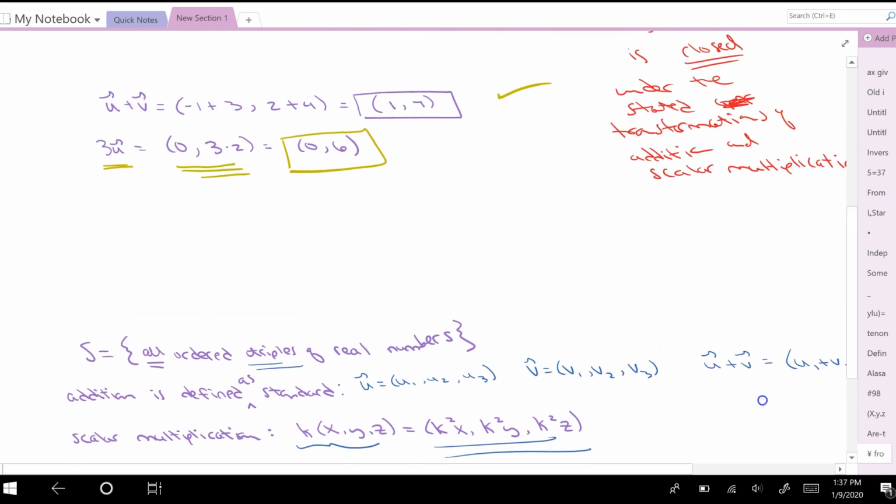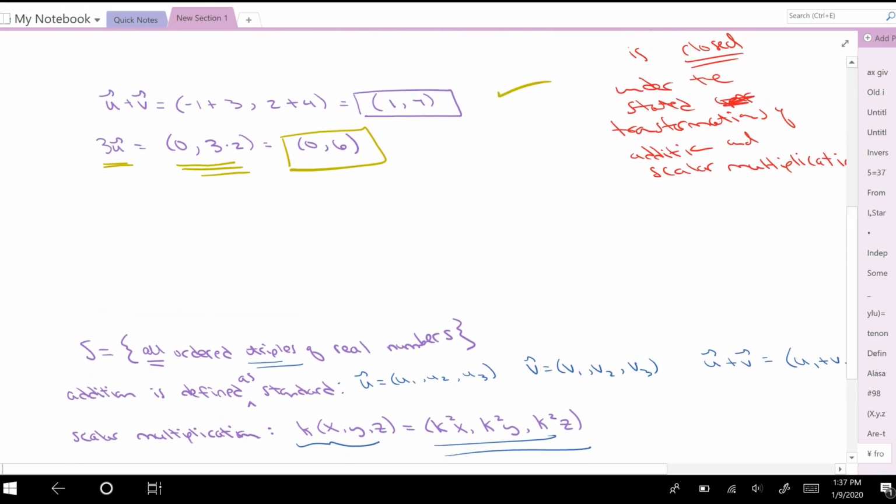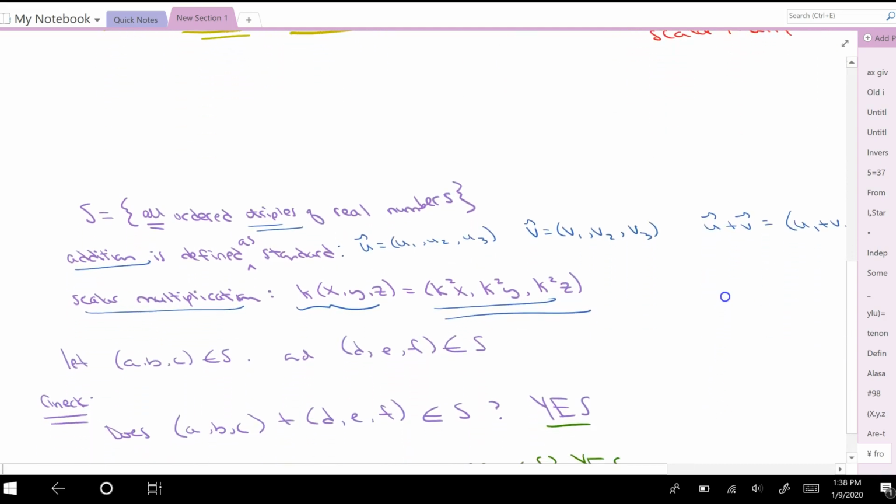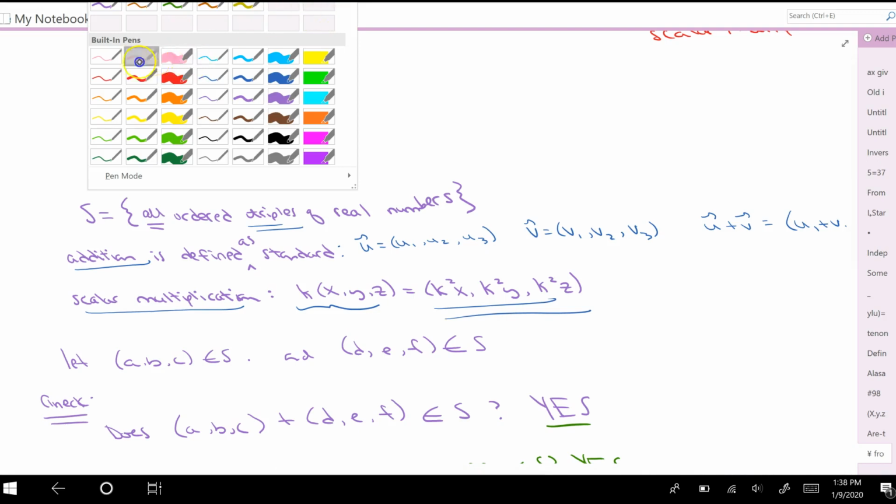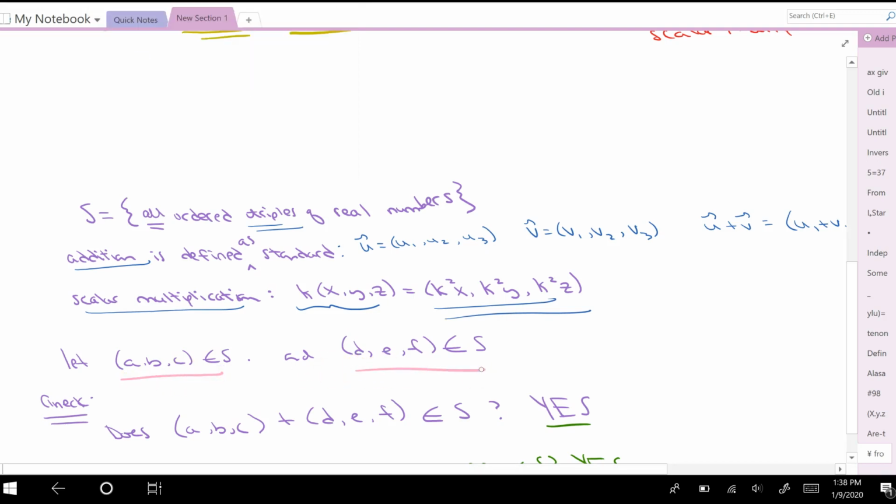Now, the question here is this. Is this set closed under the operations of addition and scalar multiplication as they are defined here? That's my question for you. Let's work through it. Here I said, let ABC be an ordered triple in the set S, and let DEF be another ordered triple in the set S. Does ABC plus DEF yield an ordered triple where the coordinates are real numbers? Is ABC plus DEF an element of S? The answer, of course, is yes.